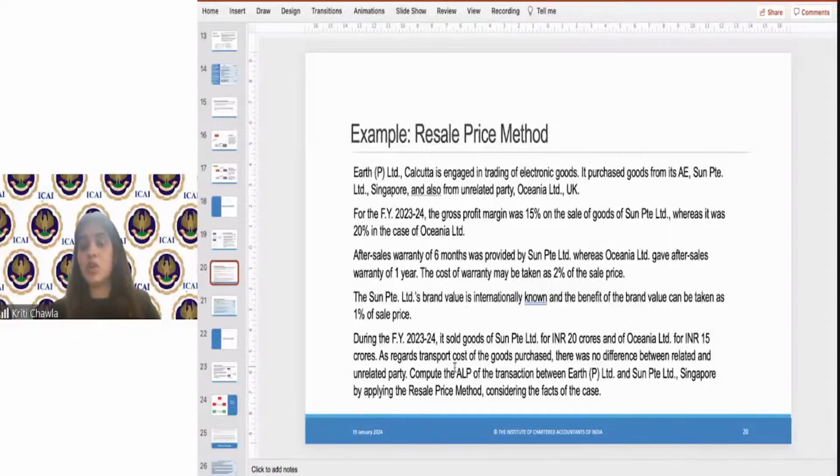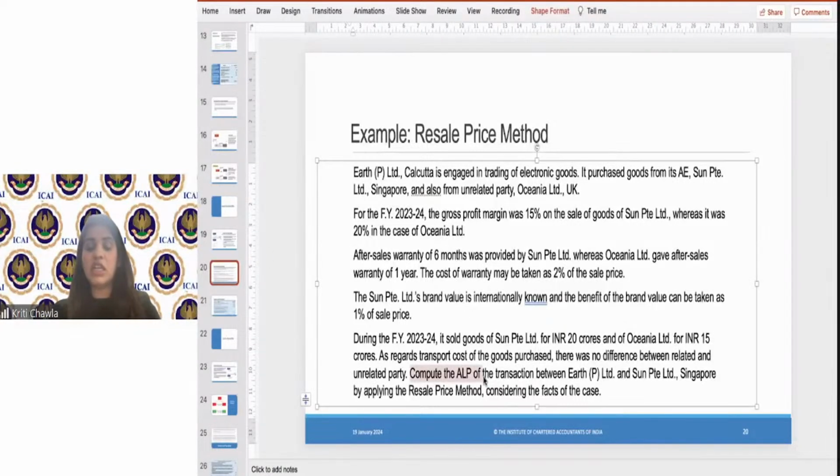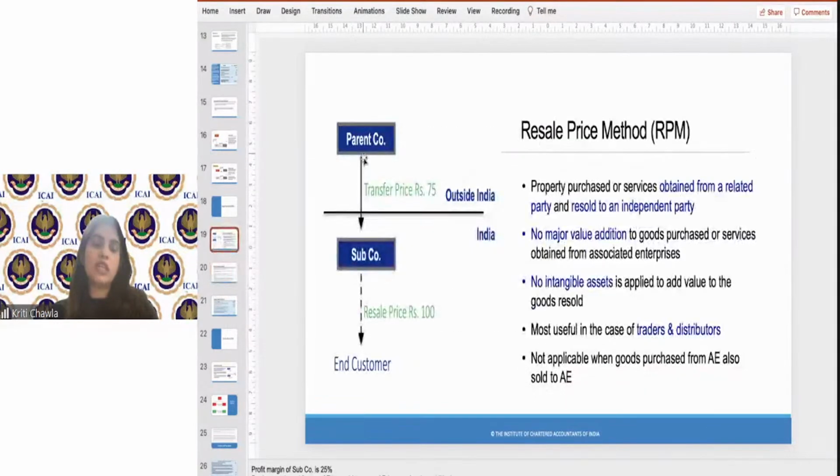And this is what the question also asked, the ALP of the transaction. This is what you need to find out between Earth and Sun, meaning to say that you were supposed to find out the ALP of the transaction between Earth and Sun. So this is what you had to find out. And what we were actually given was the resale price. So if you deduct resale price minus the ALP profit margin, this is what you actually get.